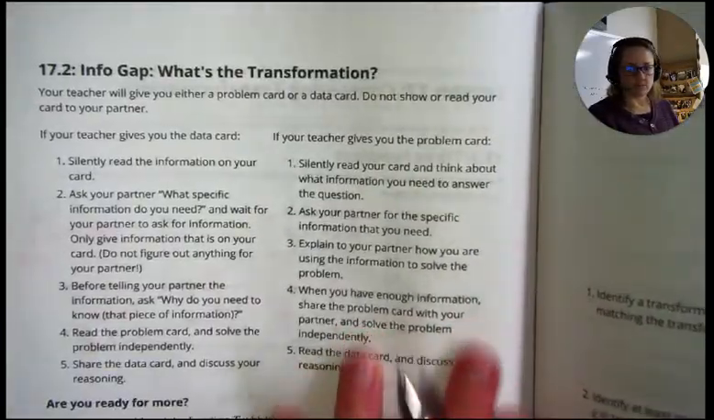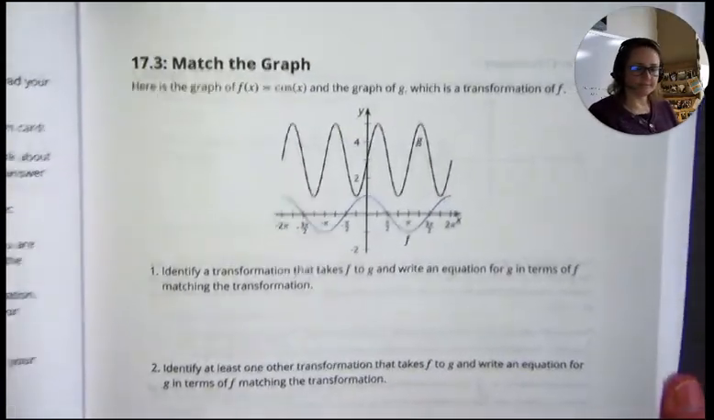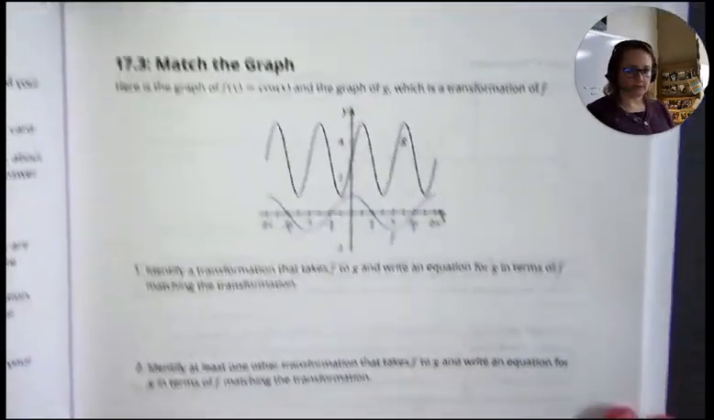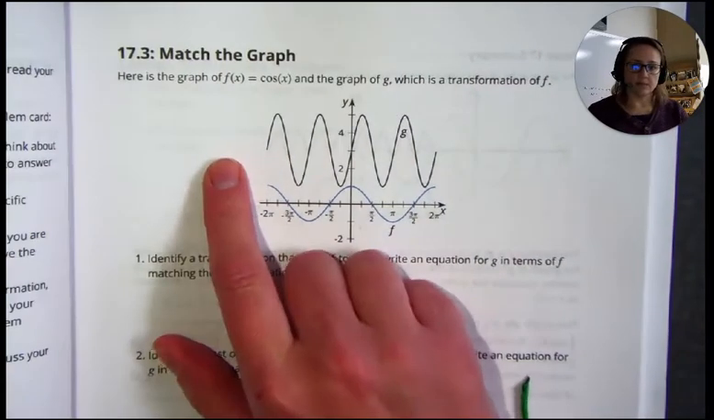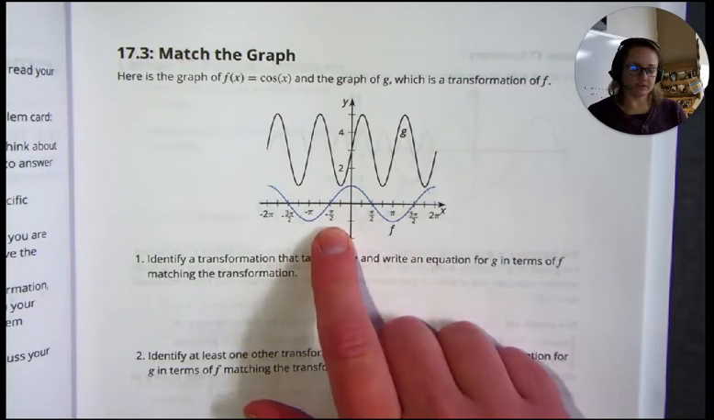17.2 is an info gap. We are skipping that because we are learning distance-wise, not virtually. We now have this graph in 17.3.